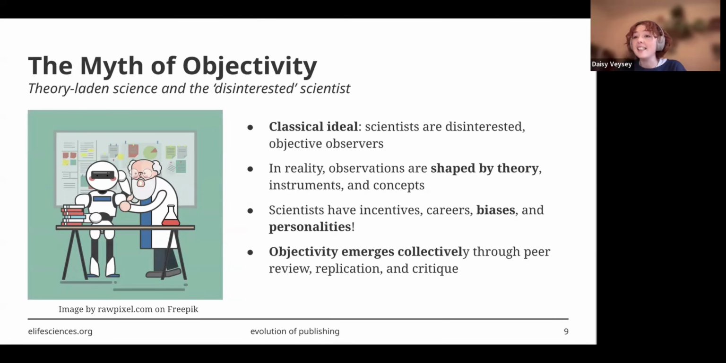That doesn't invalidate science and it doesn't invalidate your work. What it means is that objectivity is a more collective achievement. We maintain it through peer review, through replication, and through critical scrutiny. Science works not because individual scientists are perfectly neutral, but because the community as a whole, ideally, holds each other accountable.